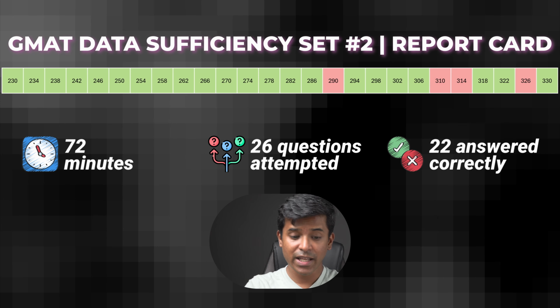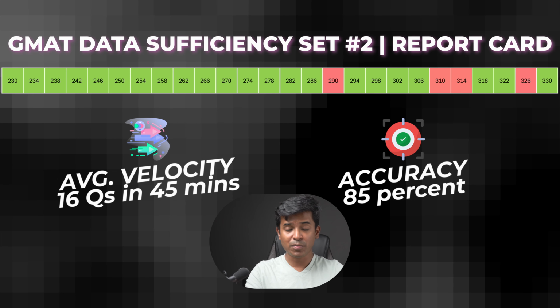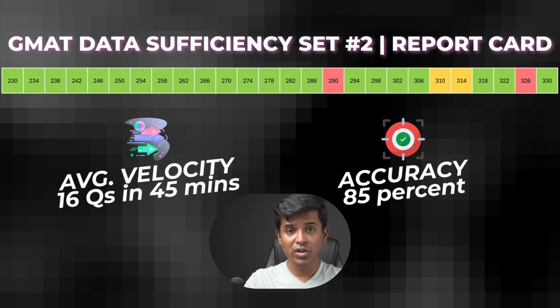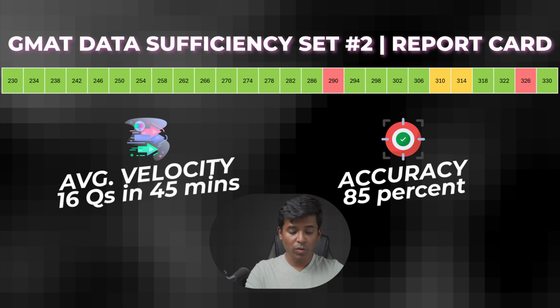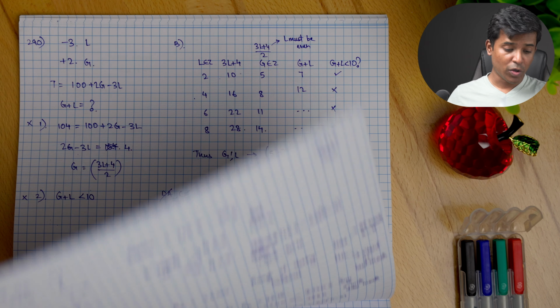The 4 questions I answered incorrectly were 290, 310, 314 and 326. Once again, all of these numbers correspond to question numbers from the data sufficiency section of the GMAT official guide version 2023-24. Let's talk quickly about the questions I answered incorrectly. First, let's talk about question number 290.